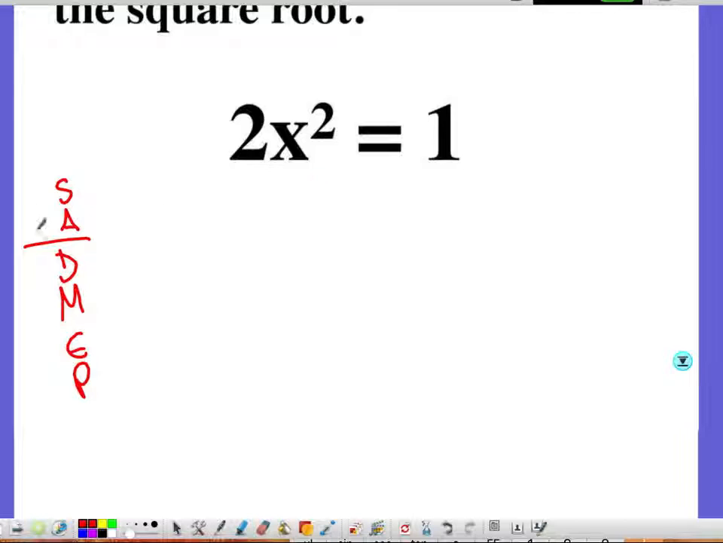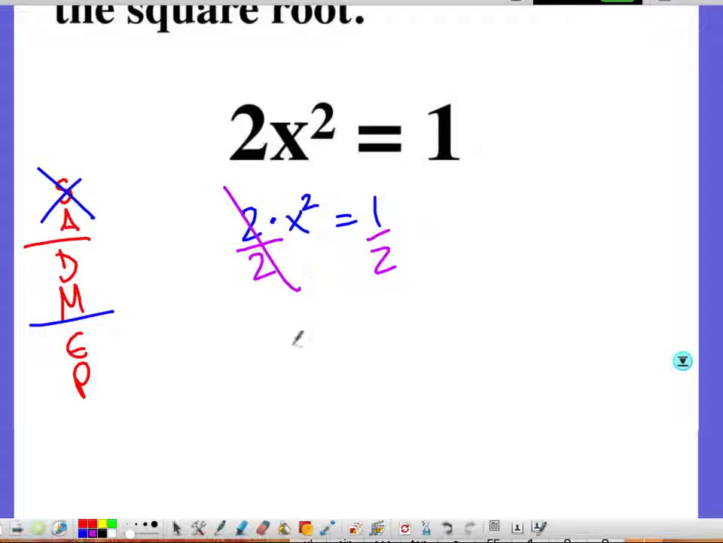So do we have addition or subtraction? Nope. Do we have multiplication or division? Yes, we do, because this is 2 times x squared equals 1. So what is the inverse, the opposite of multiplying by 2? We have to divide by 2. So what we are left with is x squared equals 1 over 2.